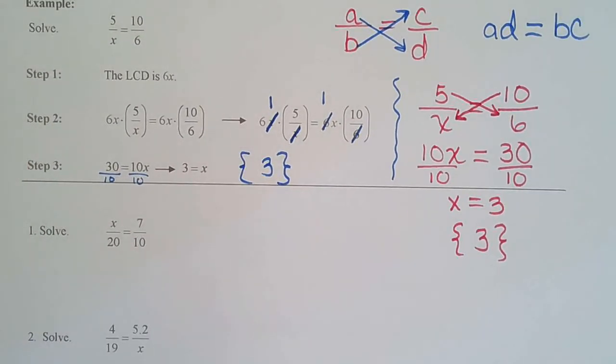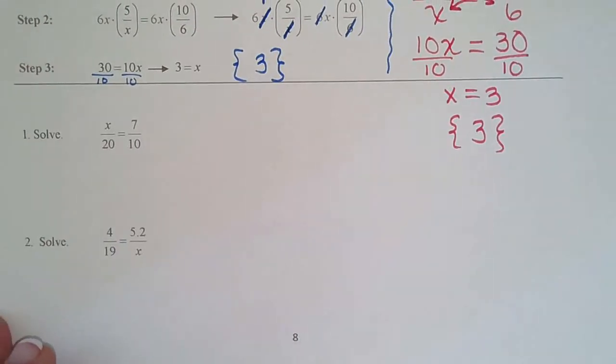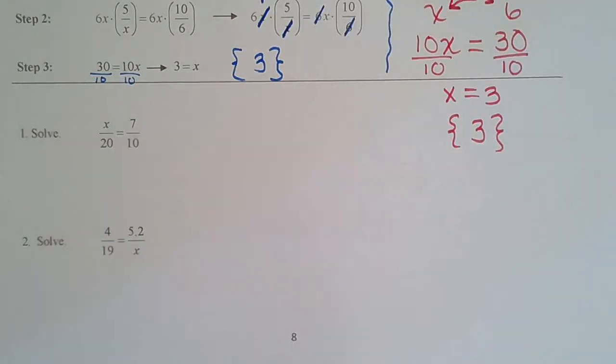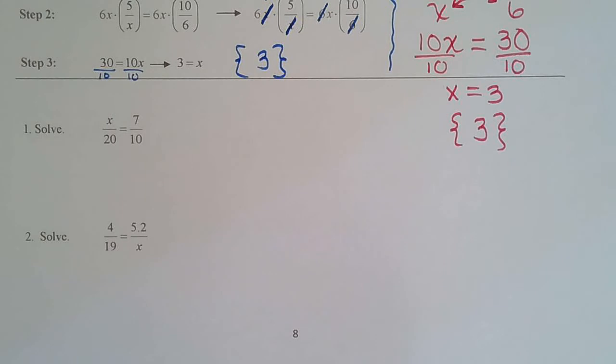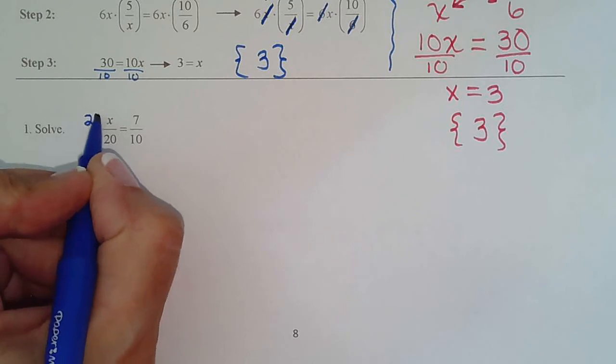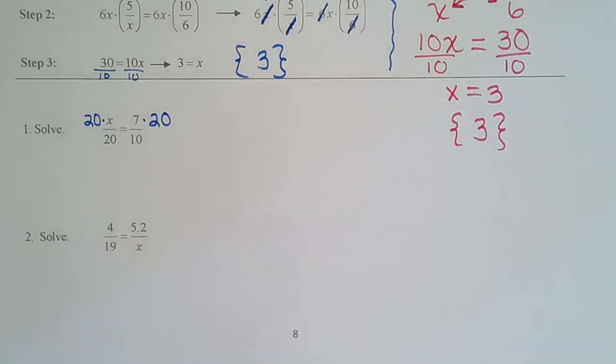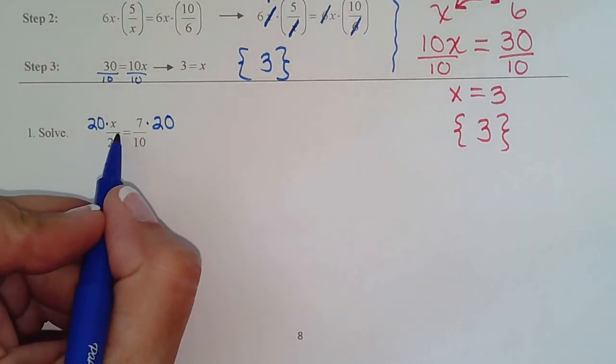So if I was adding two fractions and I wanted a common denominator, what would the common denominator be between 20 and 10? I don't have to pick 200. 20 times 10, there's something a lot smaller. 20, right? 20 would be the least common denominator. So I could multiply this side by 20, this side by 20.